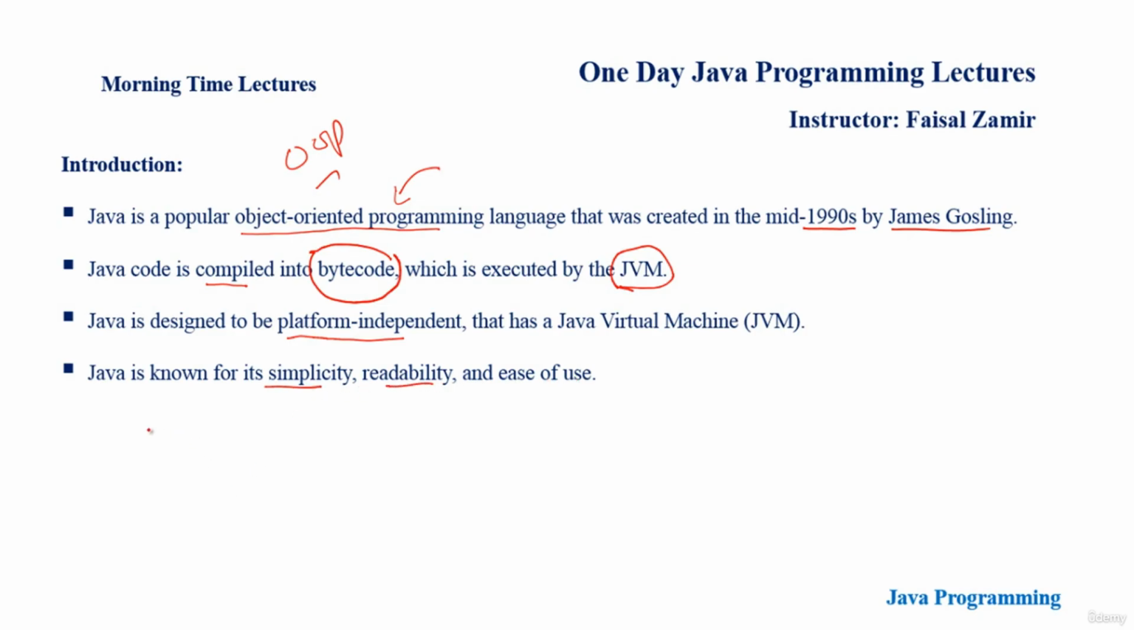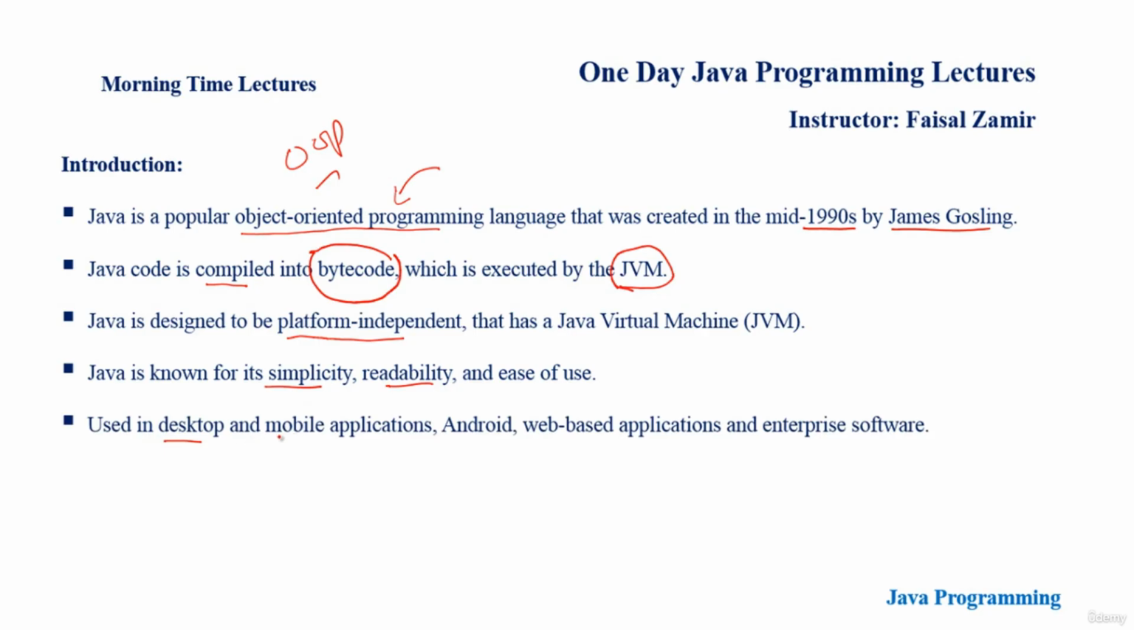So these are different features of Java used in desktop applications, mobile applications, Android applications, web-based applications, and enterprise software. So many categories of software you can build using Java programming. It has a large and active community of developers.